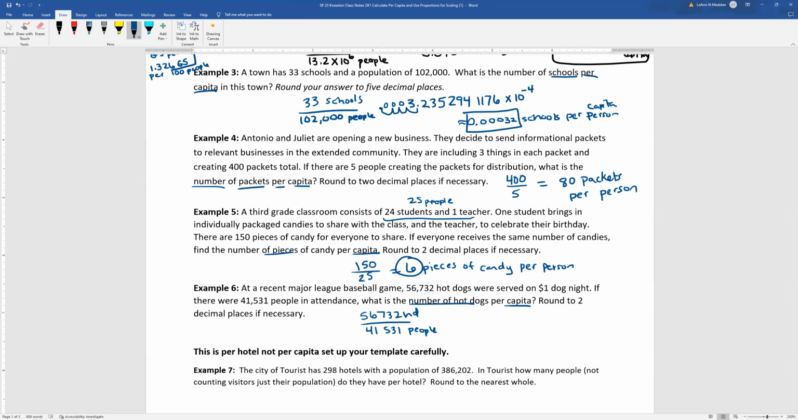And we want to round this to 2 decimal places. So let's look at our calculator. 56,732 divided by 41,531. That is going to be 1.366 to 3 decimal places. We wanted to go to 2, so 1.37. The 6 will bump up that other 6. So approximately 1.37 hot dogs per person.